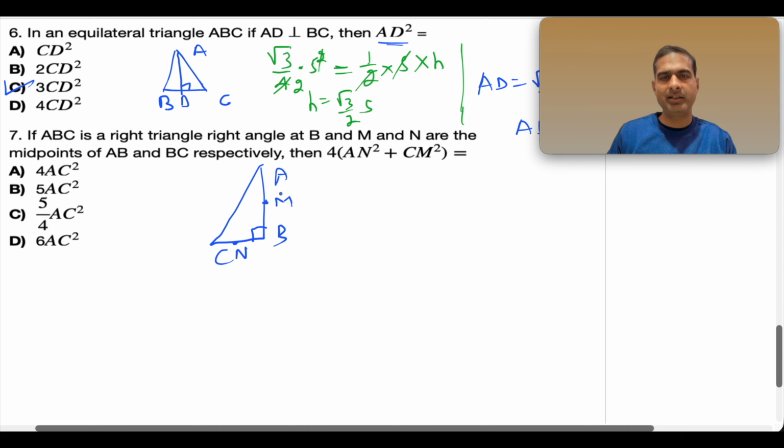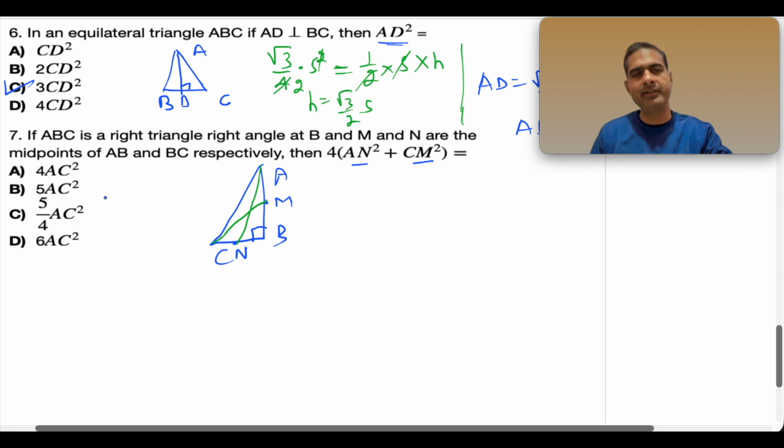So M and N are midpoints of AB and BC. We have to find out AN square, so AN is this line, and CM square, so CM is this line. So this thing we have to solve. So let's first of all try to find out what is AN square and CM square, and we have to keep in mind that options are in terms of AC square. So we have to convert our options in terms of AC square.